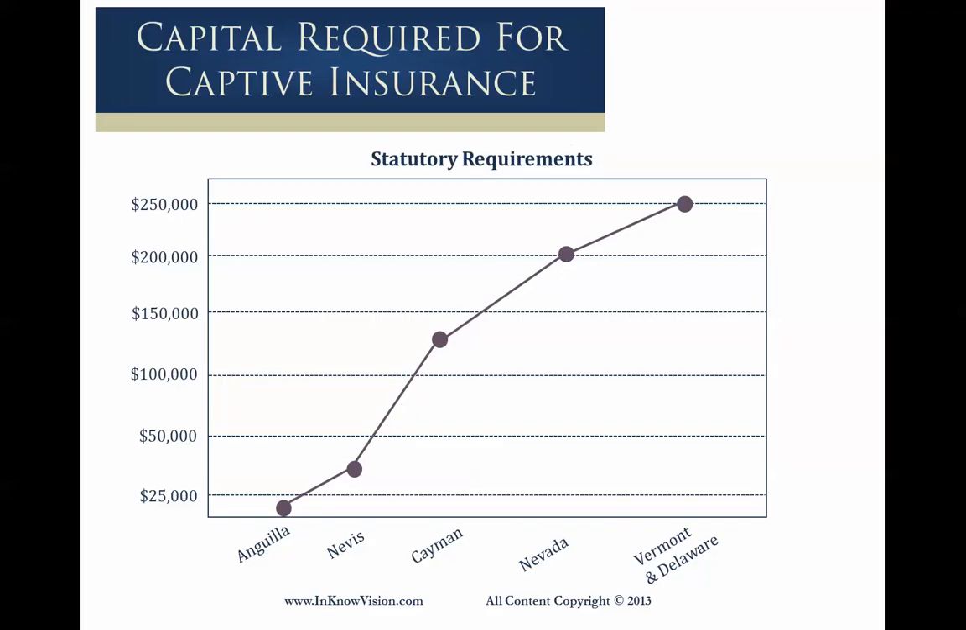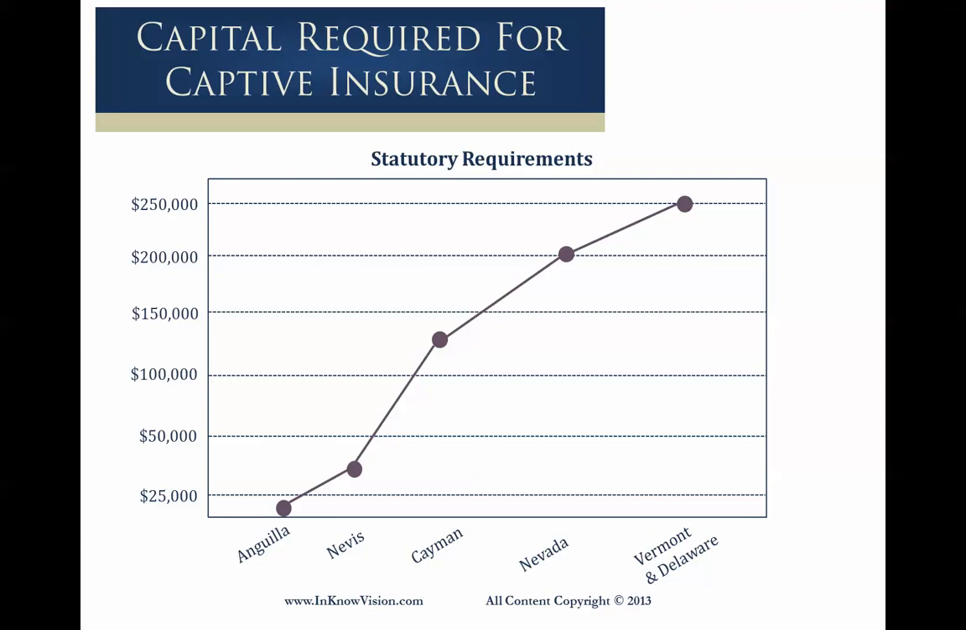Today we're going to be talking about how much money you have to put into a captive insurance company in order to make it work. This is technically called capitalizing the insurance company, and it's really the same sort of thing as any business. When you start it up, you're going to start it up with some money and probably some sweat equity, but the money that you put in is your capitalization.